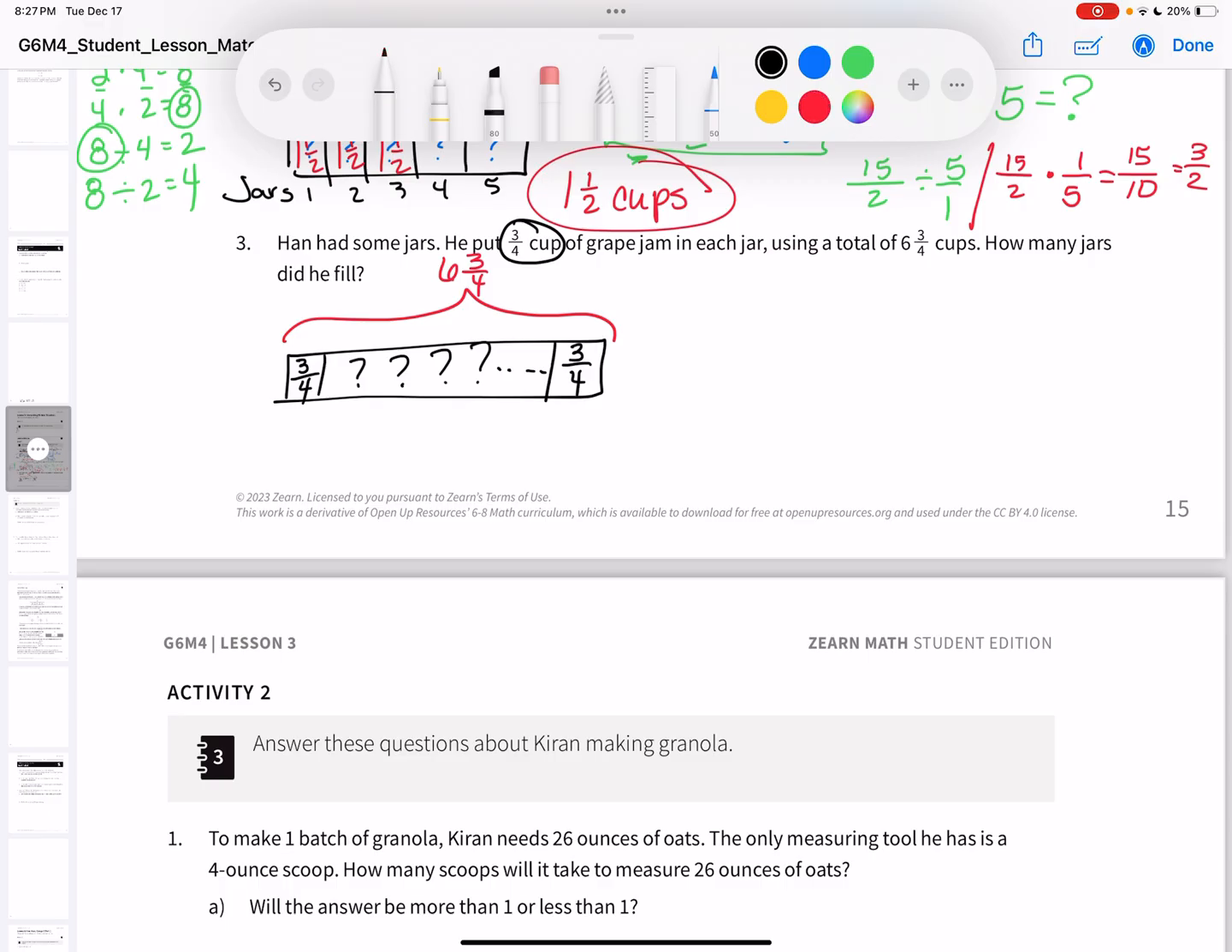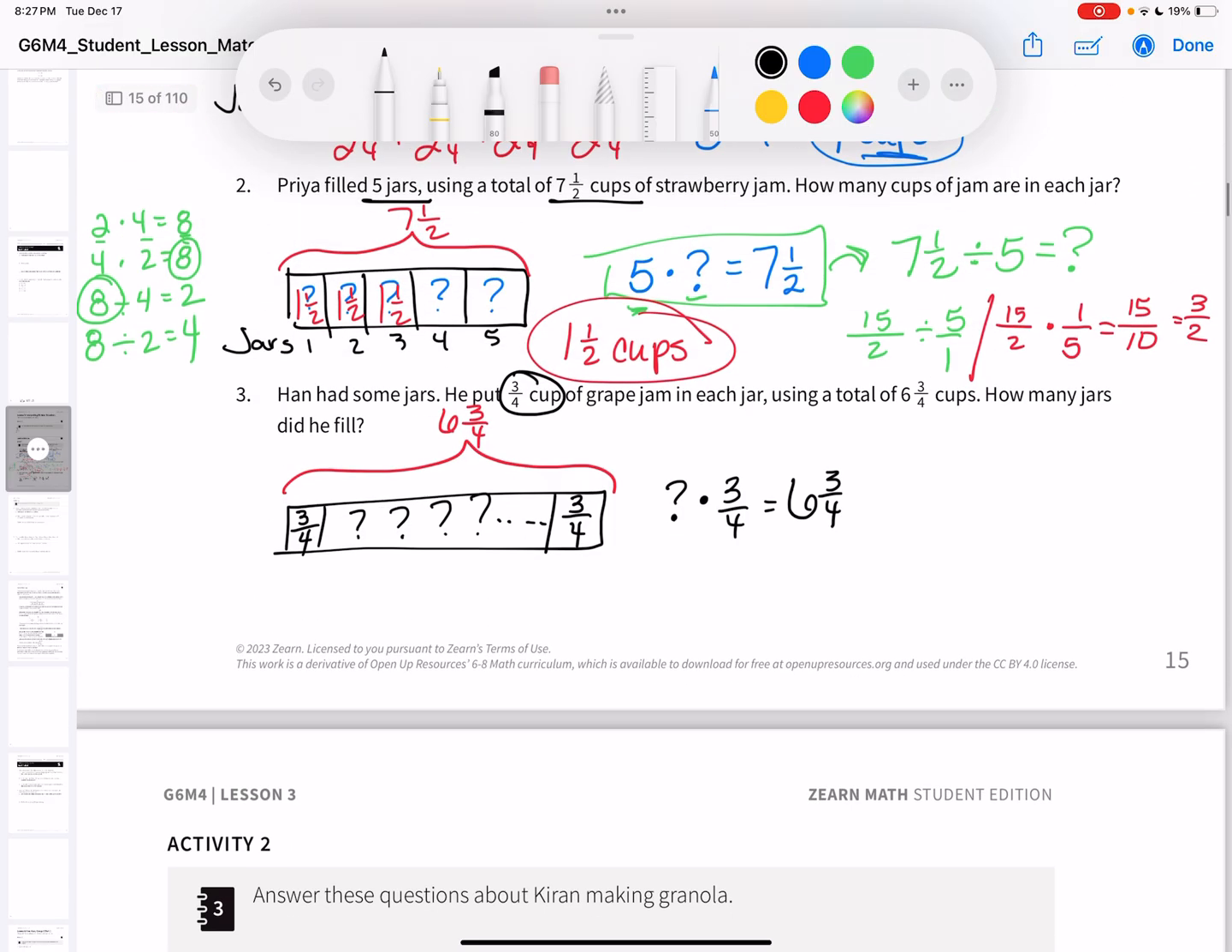So we have some amount of jars times 3/4, the amount we put in the jars, must equal 6 3/4. Just like we talked about with this fact family, we can rearrange this multiplication problem to be a division problem. So our total comes up to the front and is our dividend, and we divide it by the one that we know, which is 3/4. So 3/4 becomes our divisor, and our question mark becomes our quotient.